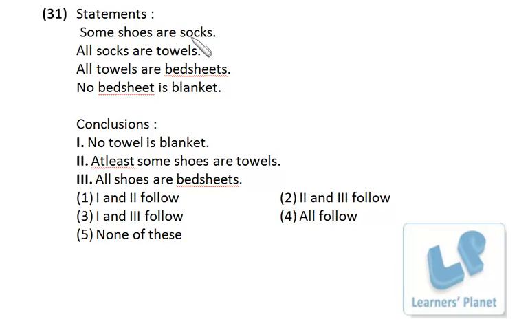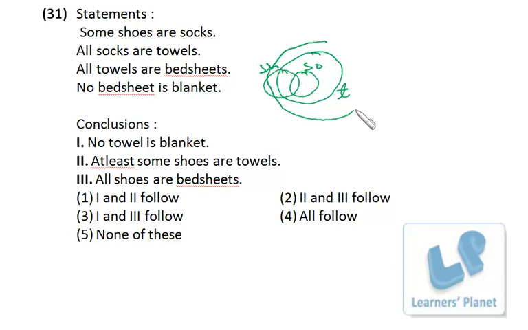Okay. Some shoes are socks. So shoes and socks. Shoes, socks. All socks are towels. So this is the scene. Then all towels are bed sheets. So further we'll be having a circle like this. This circle may even overlap the circle of shoes as well, but that's just a possibility. So all the towels are bed sheets.